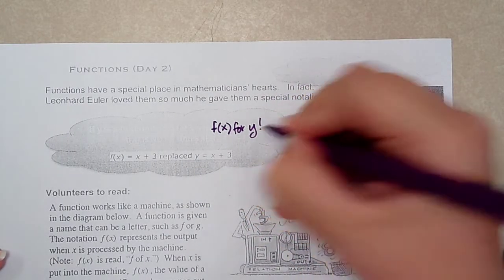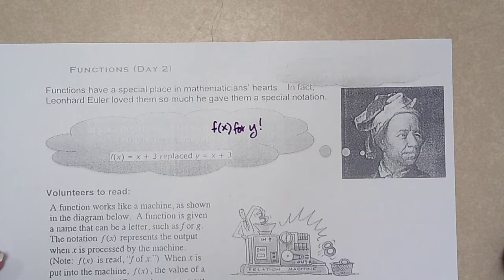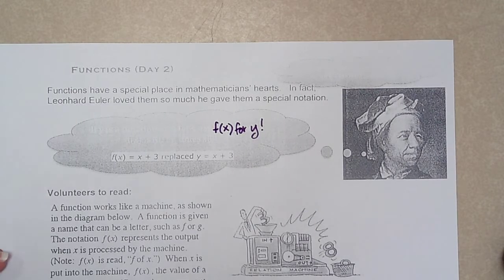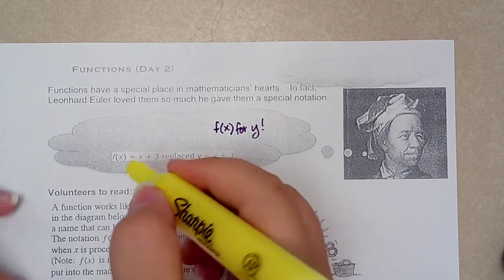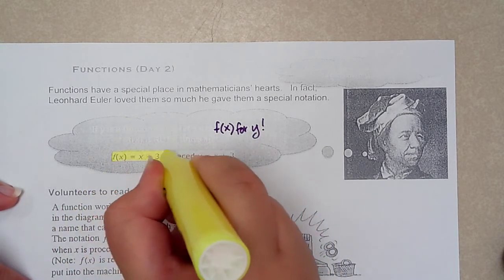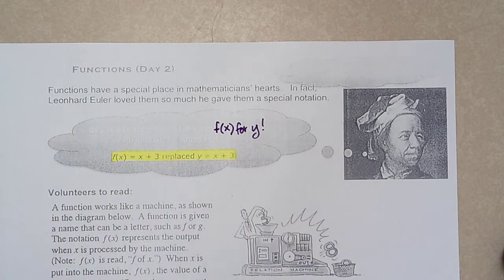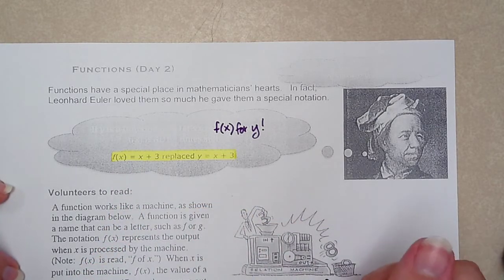Well, what does that mean? f of x is not f times x. What you see here, actually I should highlight that, basically says that f of x is now going to replace y. And the reason for this is that it gives us a little bit more information.